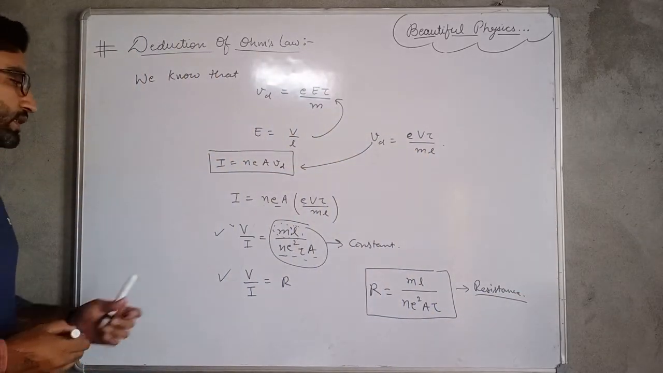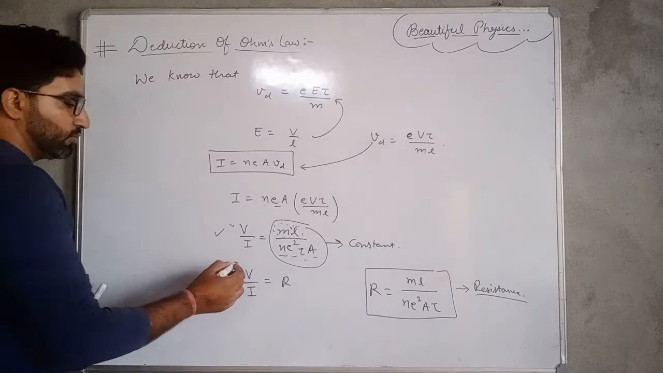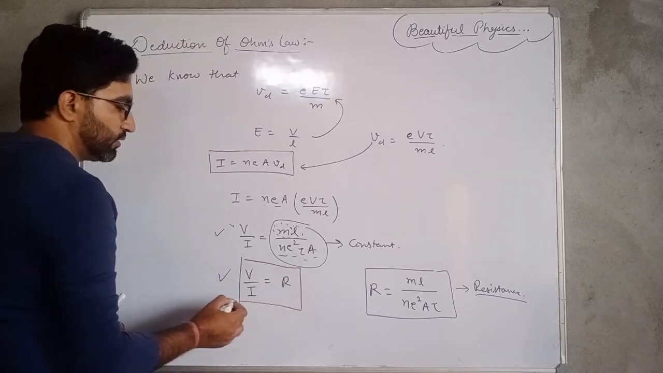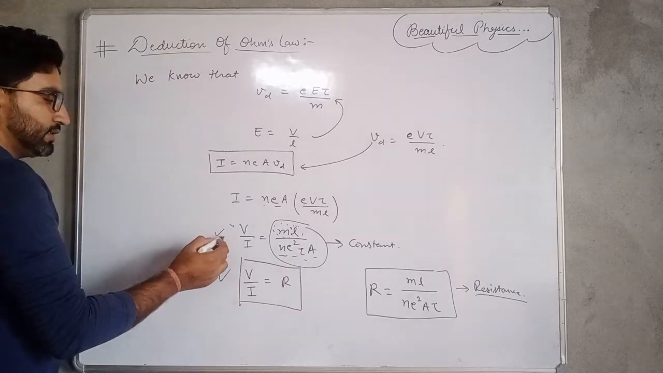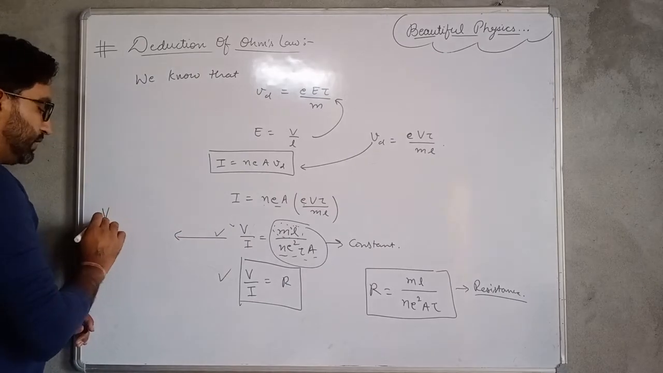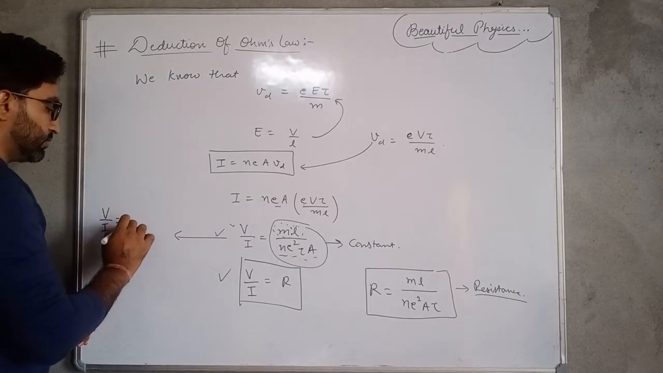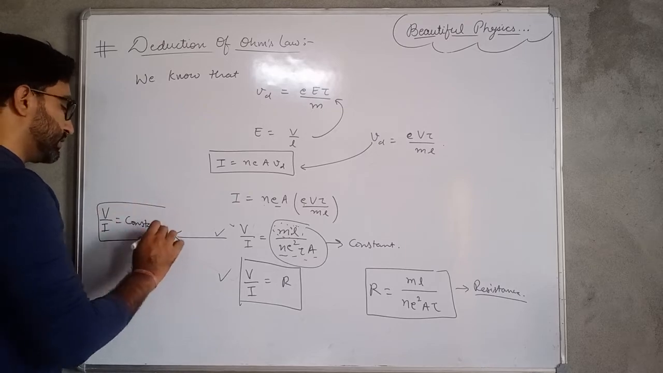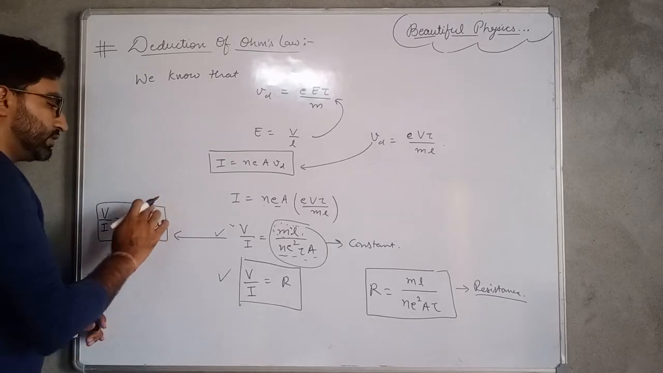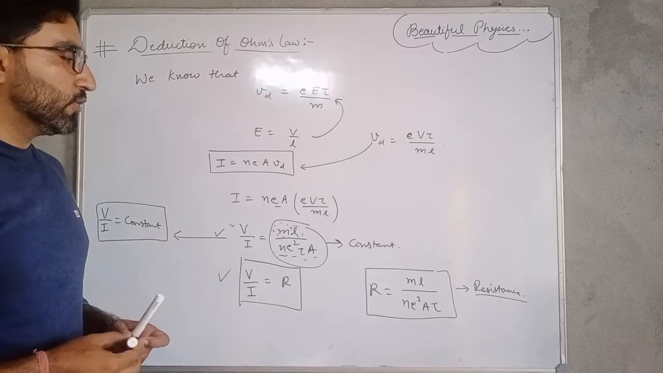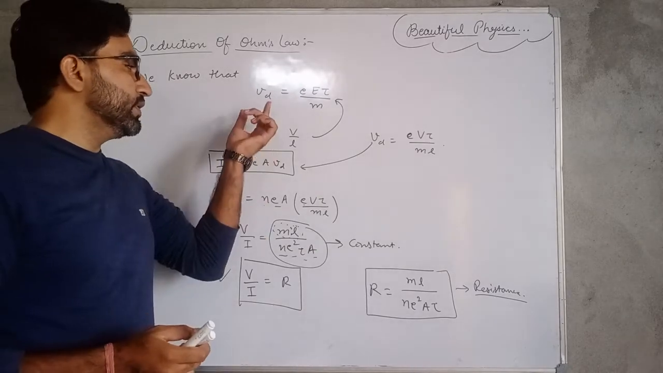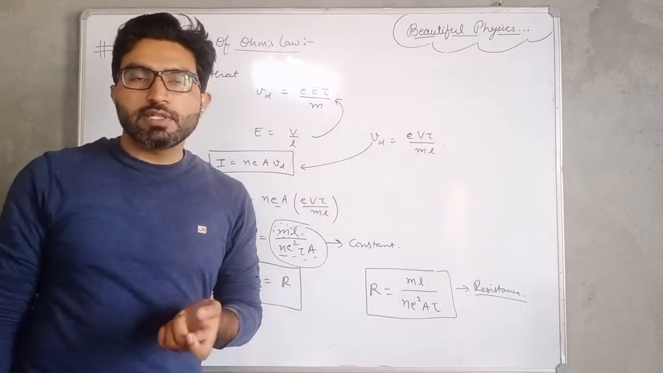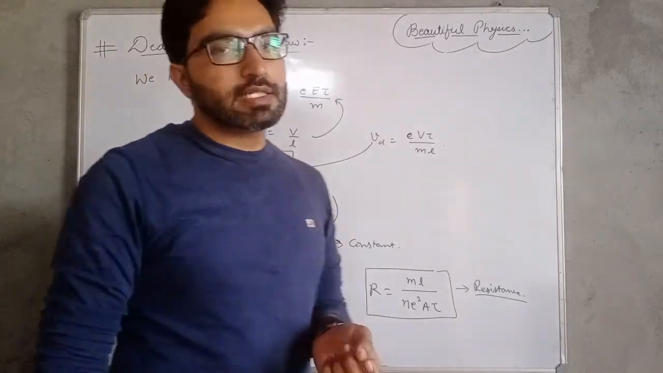Okay, so guys, this is our Ohm's law. V is equal to I R, or from this relation we can write V by I is equal to constant. So this is our Ohm's law, deduction of Ohm's law with the help of drift velocity and the relation between drift velocity and the electric current.